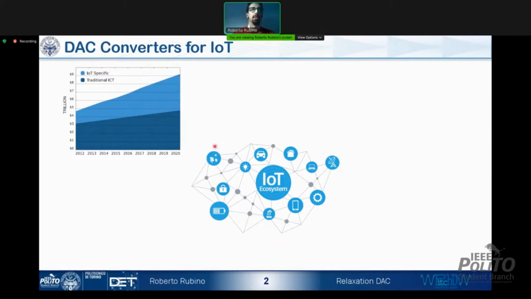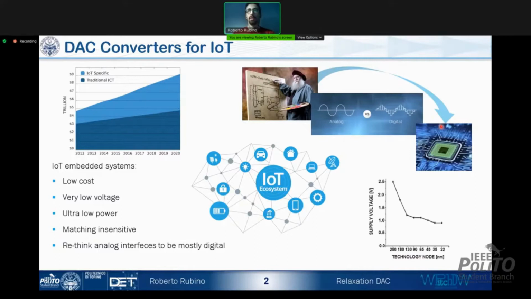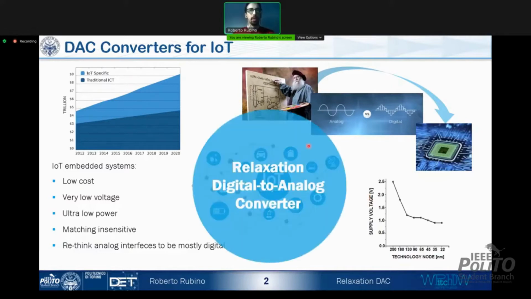Moreover, IoT sensor nodes are embedded systems which need to be really low cost, very low voltage, ultra low power, and matching-insensitive devices. A possible way to target these constraints is to rethink traditional analog design and interfaces so that they are mostly digital, since digital circuits are taking advantage of voltage and technology scaling more than analog ones. This is the framework where the Relaxation Digital-to-Analog converter has been designed.